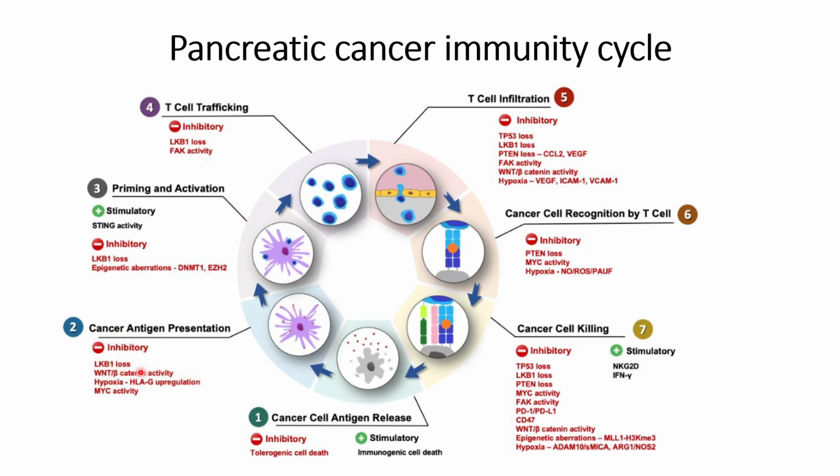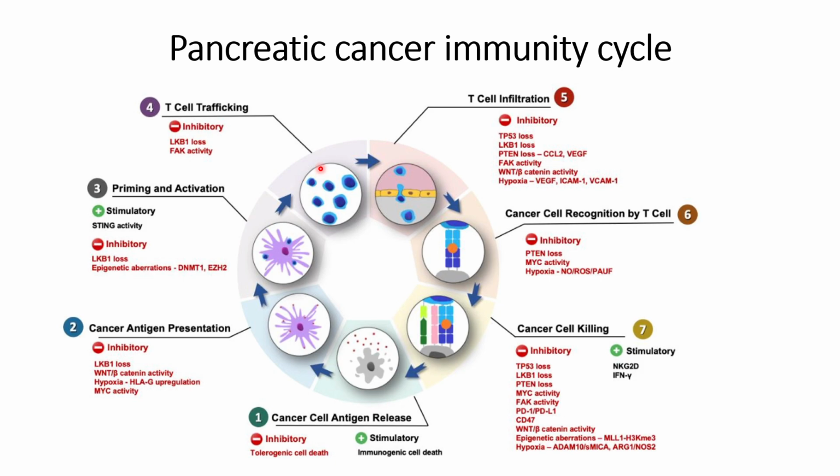Cancer antigen presentation can be prevented through conditions such as hypoxia, MYC activity, which is related to mitochondria, WNT beta-catenin activity, and LKB1 loss. All this will prevent cancer antigen presentation. Priming and activation can also be prevented by epigenetic aberration, or in normal terms, mutations of the DNMT1 and EZH2 genes. This will prevent the activation of the T cells. If those inhibitors are not present within the antigen presenting cells or dendritic cells, then it will lead to the priming and activation of the T cells.